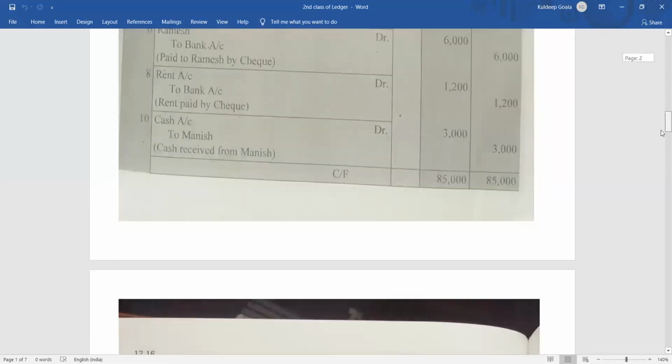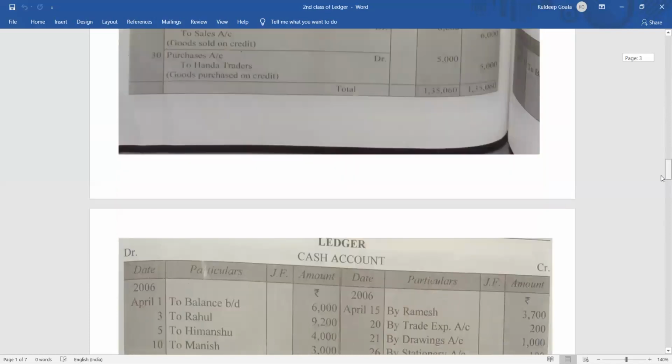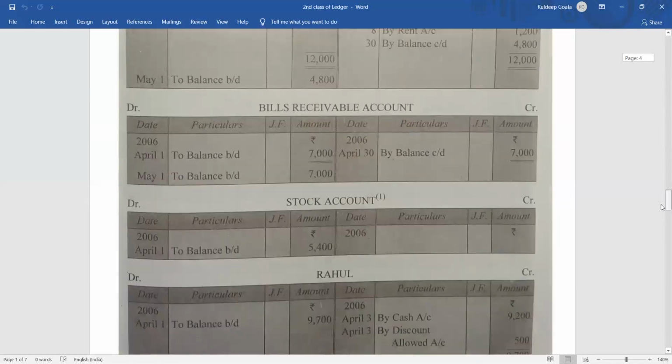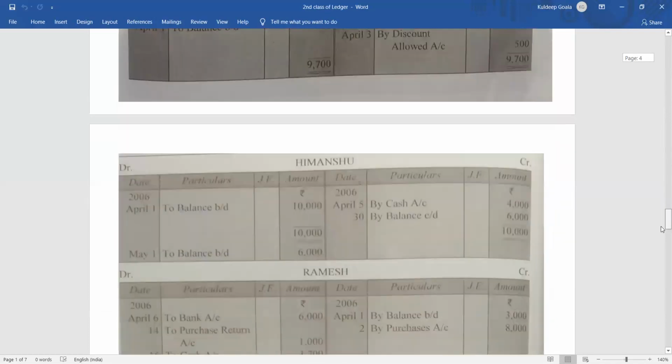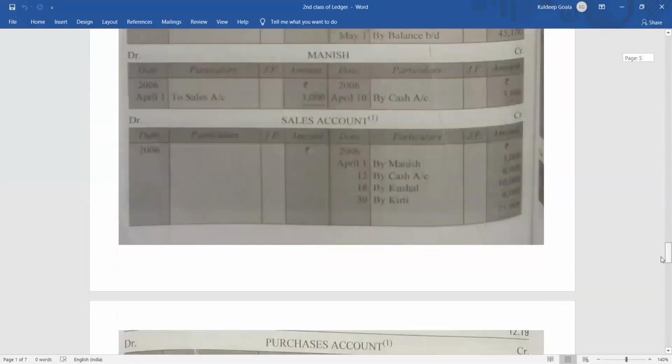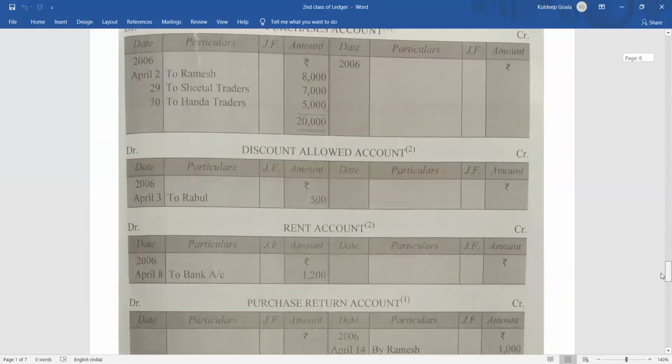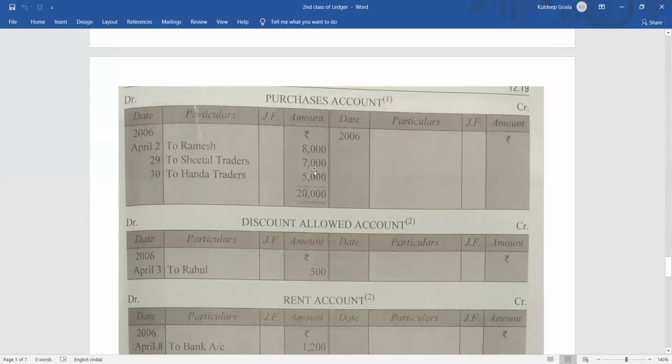You can see that you have not prepared the purchase account, so you have to prepare it. Ramesh account is already prepared. So what is the journal entry? Purchase account debit to Ramesh account. So on the debit side of the purchase account, write to Ramesh.